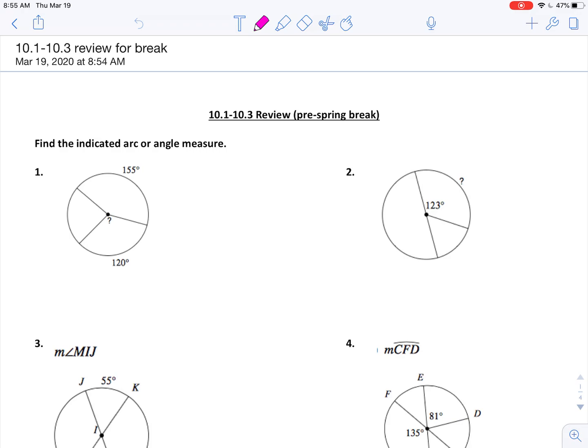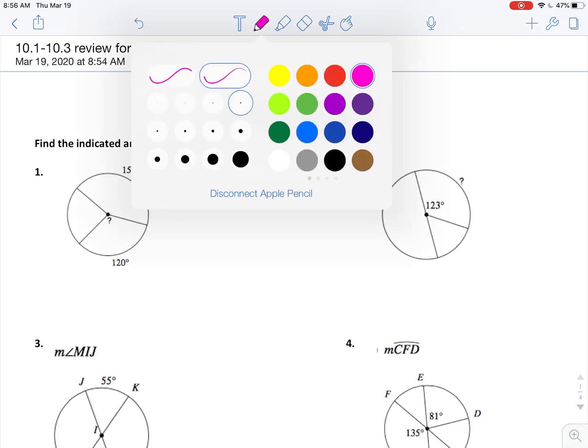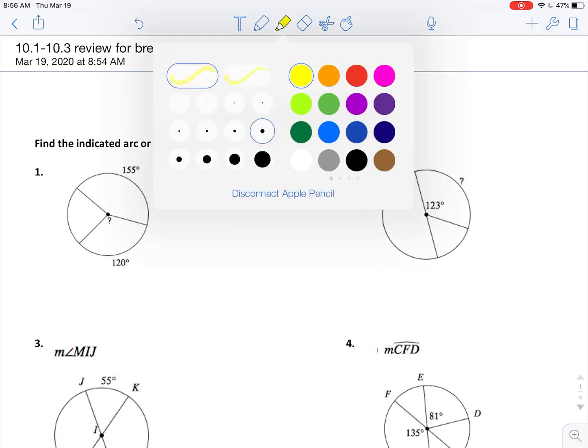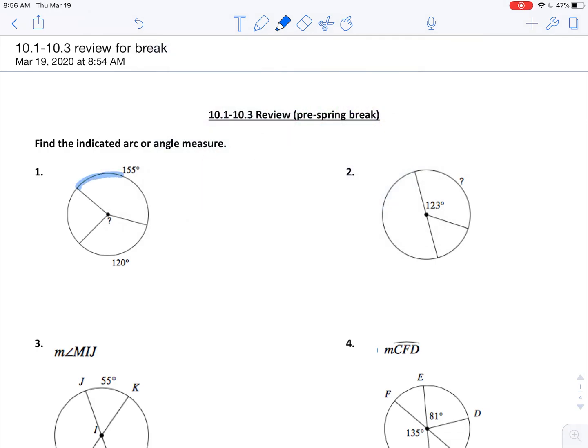Today we're going to be looking at a review of 10.1 to 10.3. So let's think about our angles here. Anytime we've got an angle in the center of a circle, we call that a central angle. And what do I know about all of my arcs in a circle? If I add up all these arcs, what is that whole circle going to add up to? It's got to be 360.